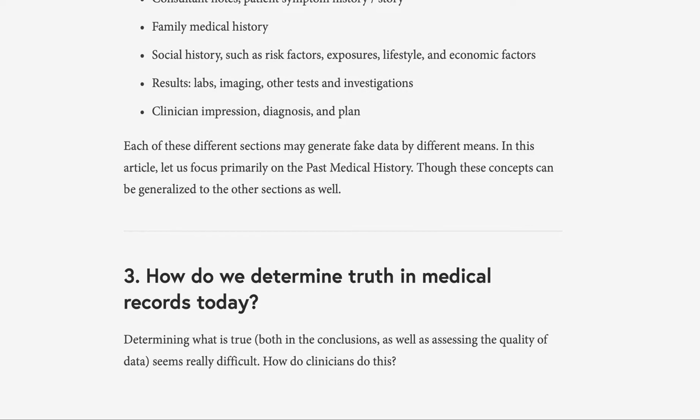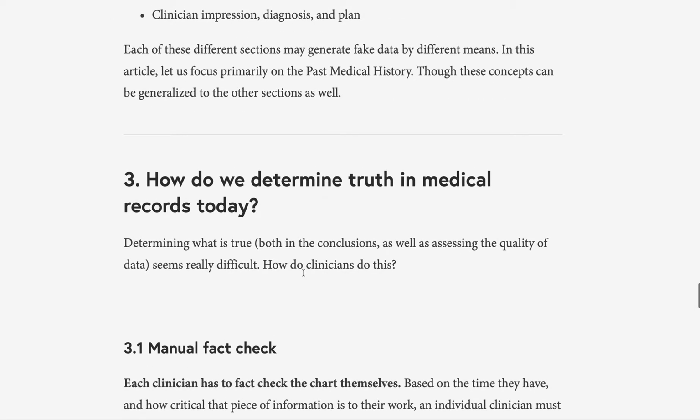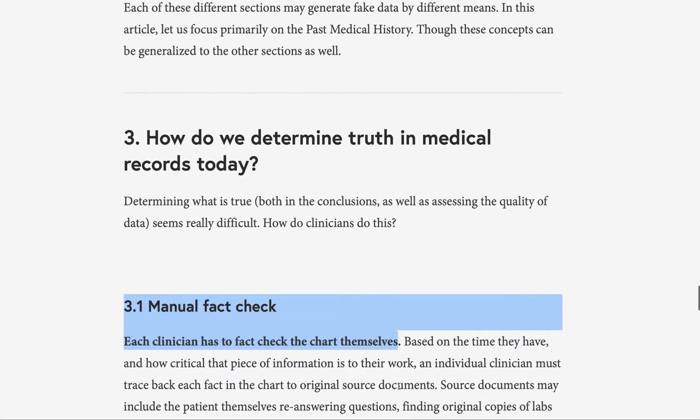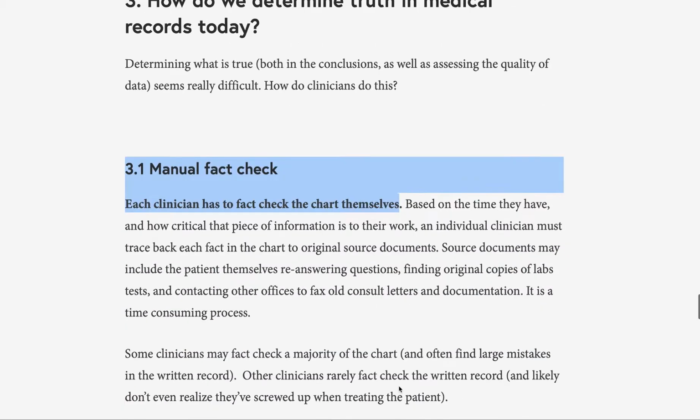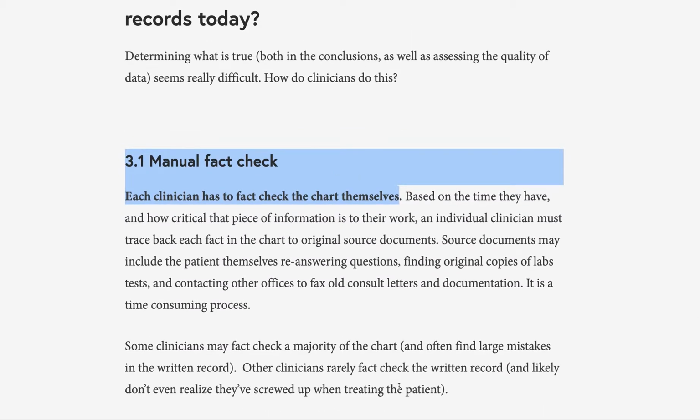Well, there are generally two approaches from what I've seen. The first is what I would call a manual fact check. In this case, the new clinician coming into the chart will manually fact check the details in that chart themselves. Now, the level of depth that they go into on this fact check is contingent upon many factors. It's based on how much time they have, how critical the piece of information is to their work, and if that clinician must track back each document to their original source.